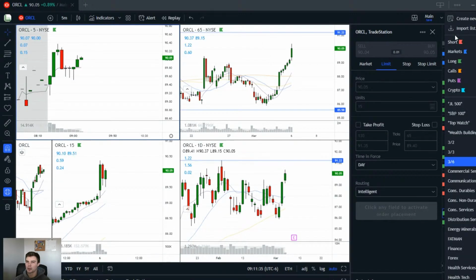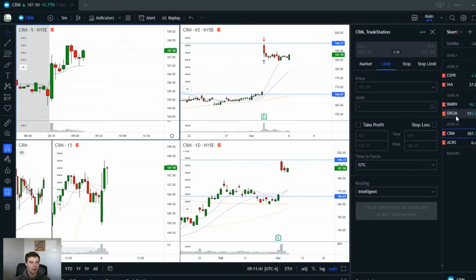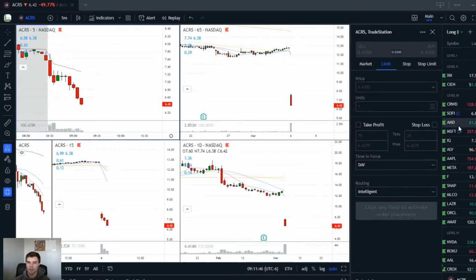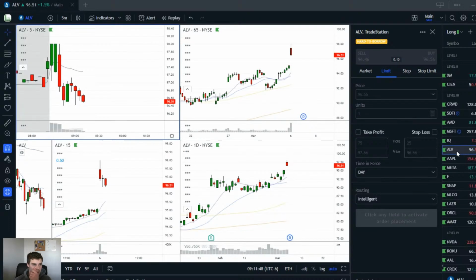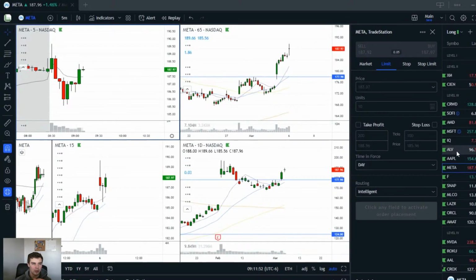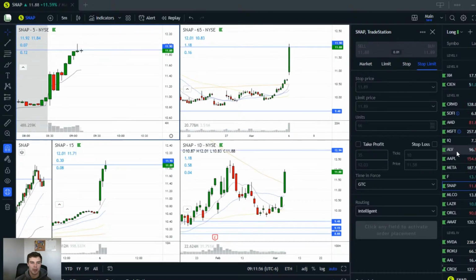Let's scan my list again, see if any of these ideas have gotten any better at all. Not looking like it on the short side. Not looking like it on the long side either. And that snap was an absolute beast today. Impressive.